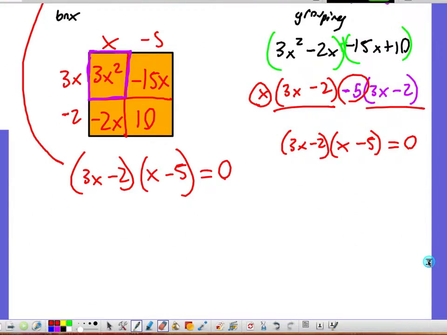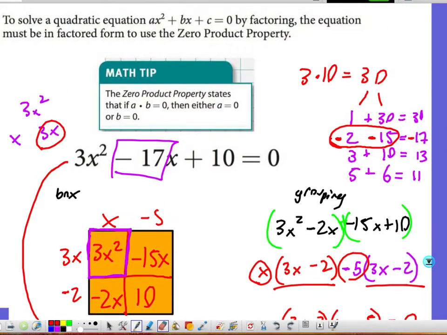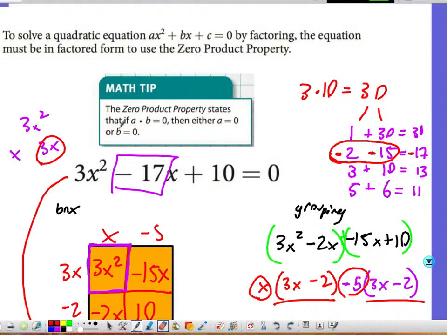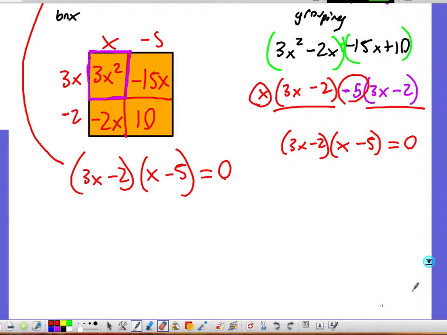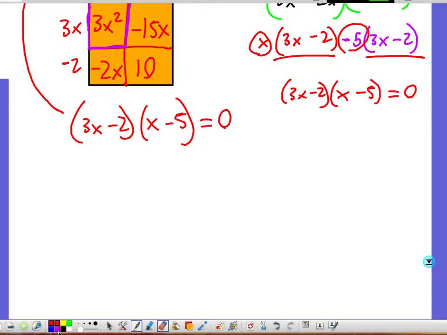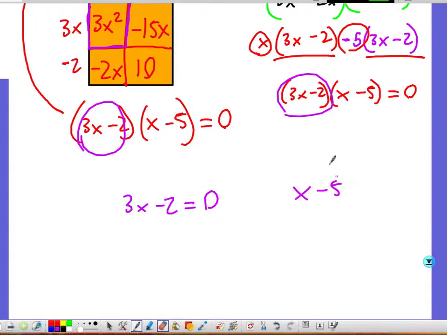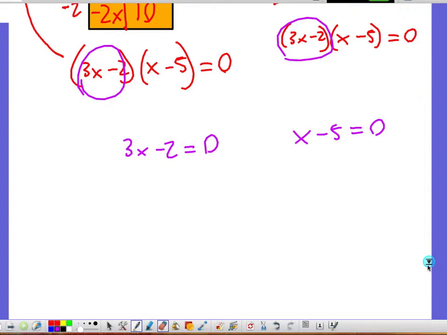Alright, so now what do we do once we've factored it out? This is where the zero product property comes in. What you need to do is actually very simple. You're going to take whatever's inside each of the parentheses. So we're going to take 3x minus 2 and set it equal to 0. Or we're going to take x minus 5, the second parentheses, and also set it equal to 0. So that's basically what you do.